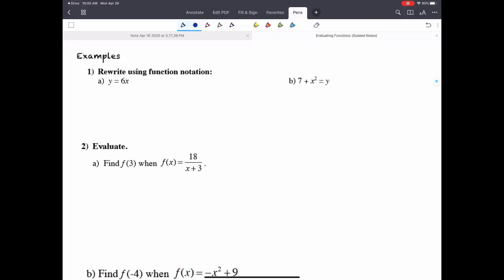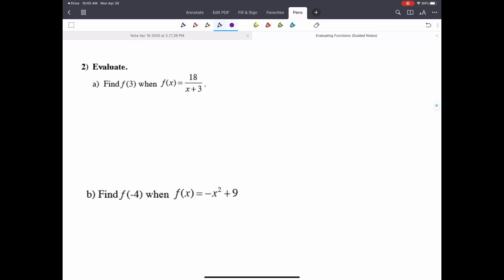All right, these first couple examples here, we just have to rewrite using function notation. This is a pretty simple task. All you have to do is just replace the y with f of x. So f of x equals 6x. The function of x equals 6x. Right here, 7 plus x squared equals f of x. So the function of x is another way to just denote the letter y.